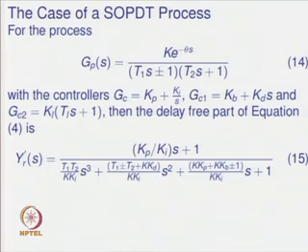Let us go to the case of a second order plus dead time process. We will attempt to design the three controllers GC, GC1 and GC2 for this second order plus dead time process, where we can have stable or unstable poles. With the controller choice of GC equal to Kp plus Ki upon s, GC1 equal to Kb plus Kds. Please see the difference.